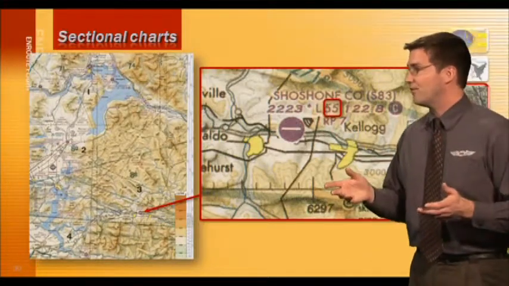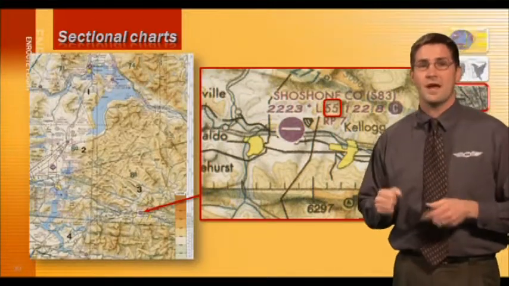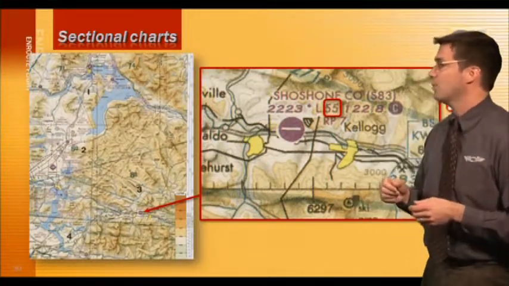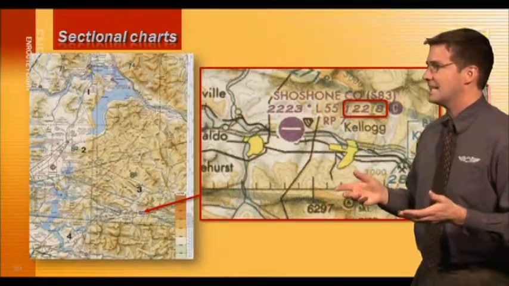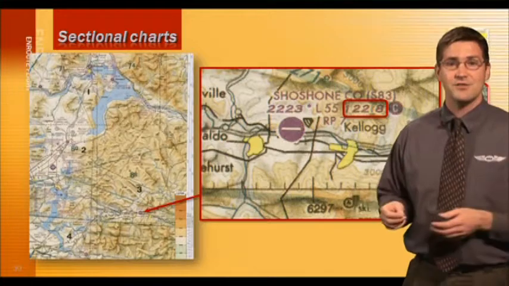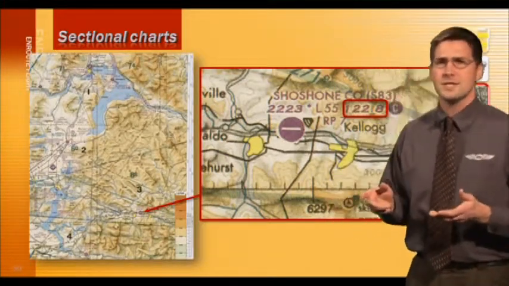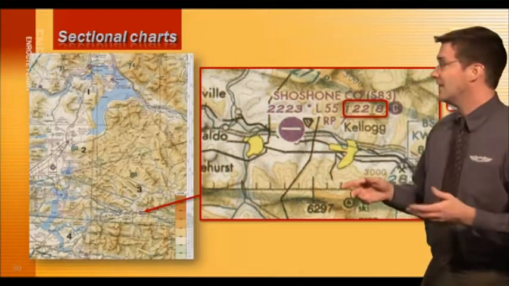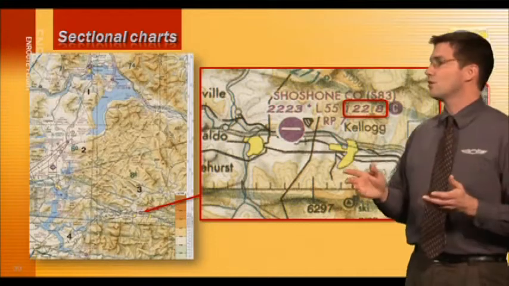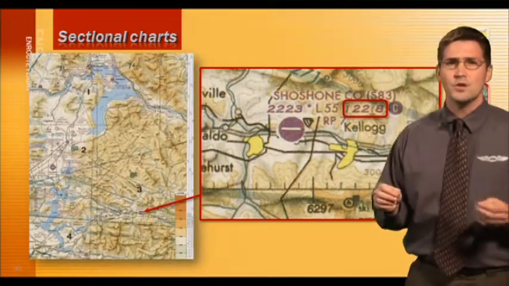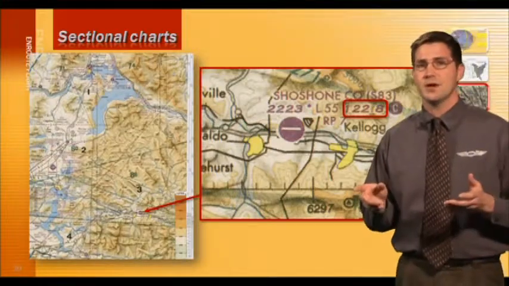The number 55 is the length in hundreds of feet of the longest hard surface runway available at Shoshone County Airport. The last 2 digits are dropped, so 55 indicates that the runway is actually 5,500 feet long. Now, some airports have a unicom frequency or a multicom frequency, and in this case, it's 122.8. The magenta circle with a C indicates that 122.8 is also the common traffic advisory frequency for this airport.